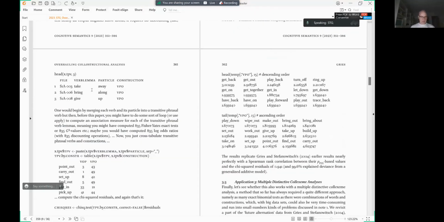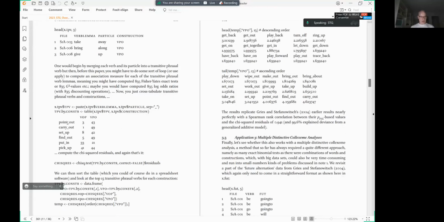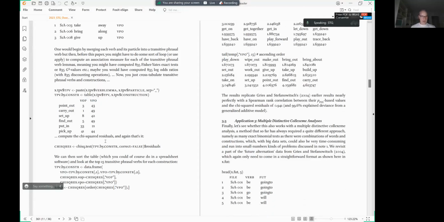And okay, the input comes in a very similar format, and ultimately boils down to a table like this, where for every particle verb or transitive phrasal verb, we know how often it occurs in this construction or in that construction. So VOP means someone said, point the problem out or something like that. Point is the verb, the problem is the object, out is the particle, and VPO would be, point out the problem. V is point, P is the particle out, and then O is the problem, the direct object. And again, apparently I'm computing the chi-squared residuals, and that's it.